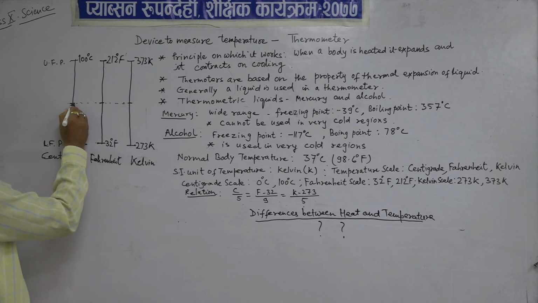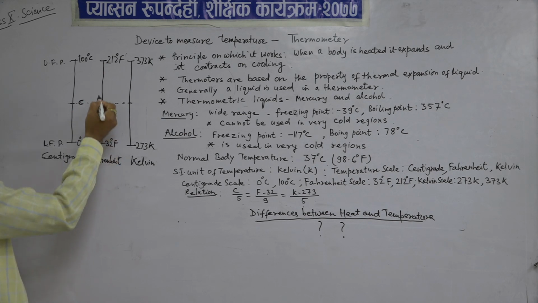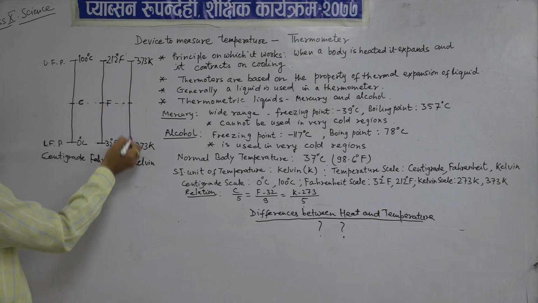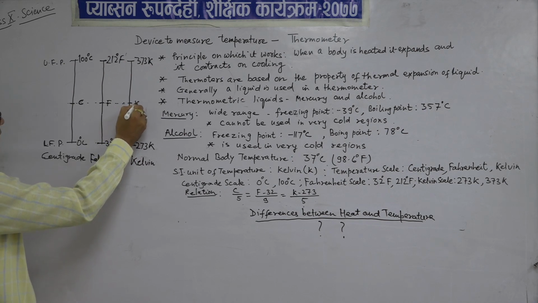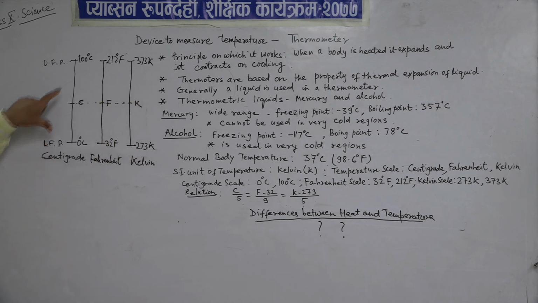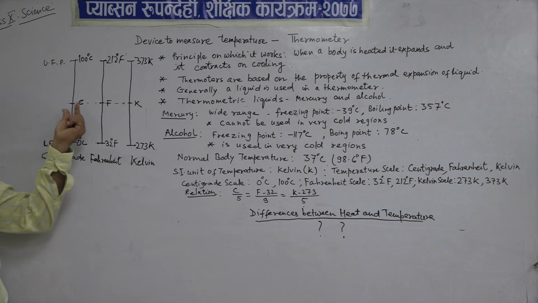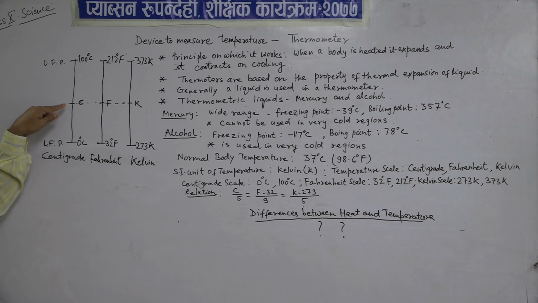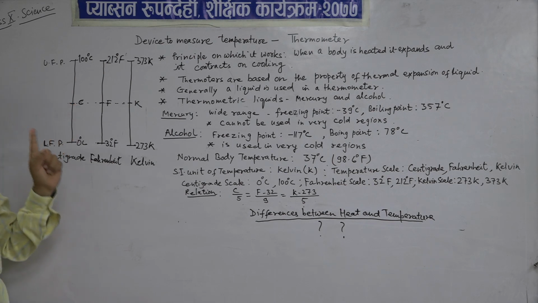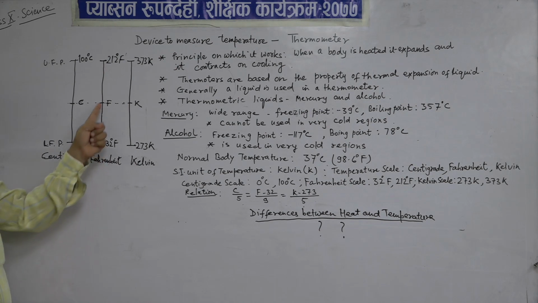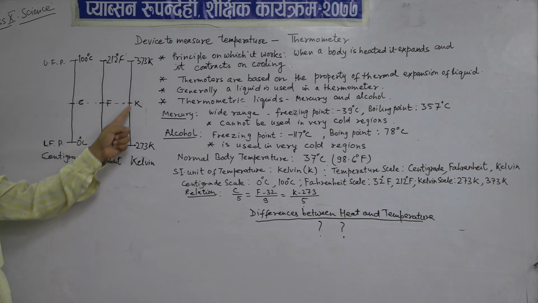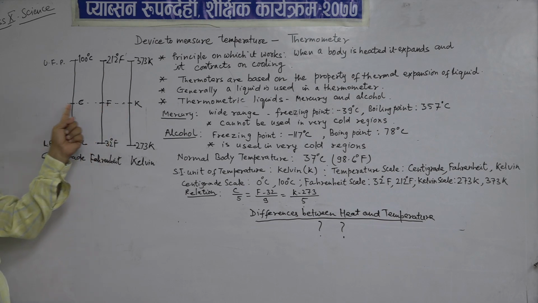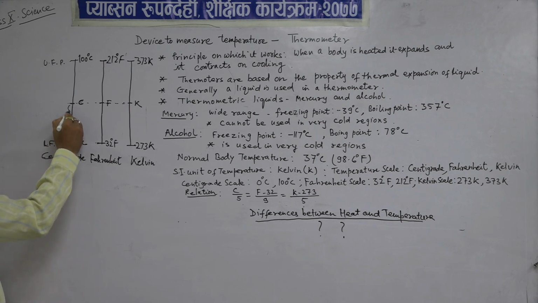So here it is your degree centigrade, suppose it is C. Here the reading is Fahrenheit, F. Here the reading is in Kelvin, I have written K. Because this is the centigrade scale, we are getting degree centigrade. I have written the value of the temperature as C in this scale, F in this scale, and K in this scale. They are at the same height, I have taken. Now suppose this length is x.